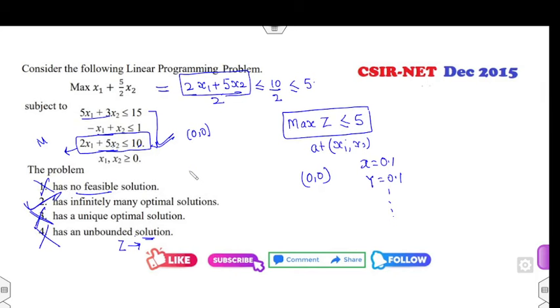So this option is also cancelled. B is my right answer of this problem.